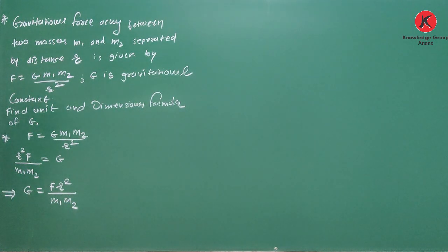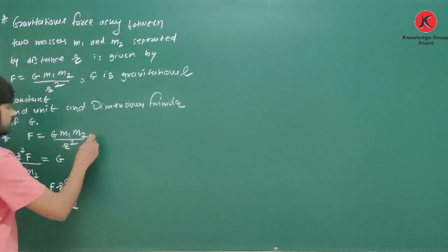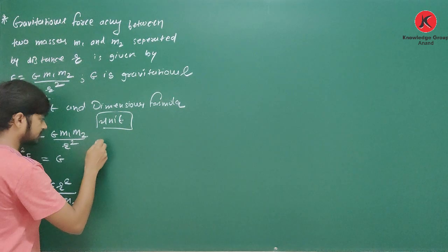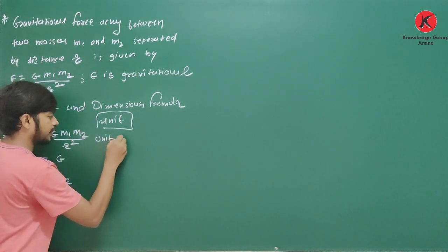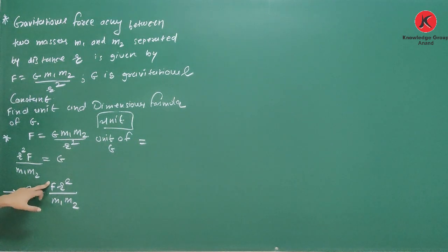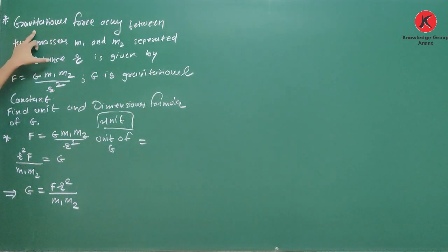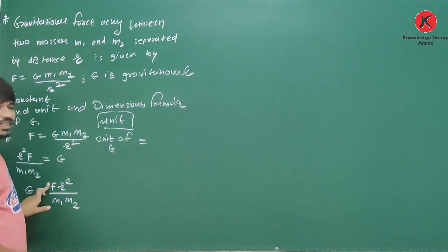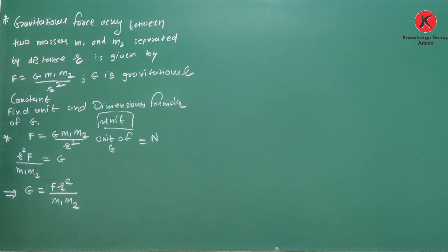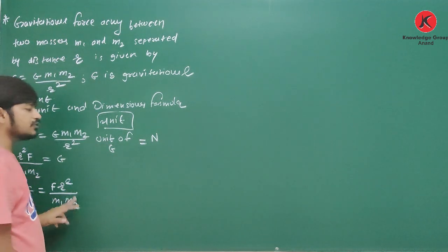Now first of all we will see how to write the unit. Unit of G is equal to force. Capital F is force. The gravitational force acting on two masses m1 and m2 separated by distance r is given by F. So F is gravitational force. What is the SI unit of force? It is Newton. r is distance, and its SI unit is meter.